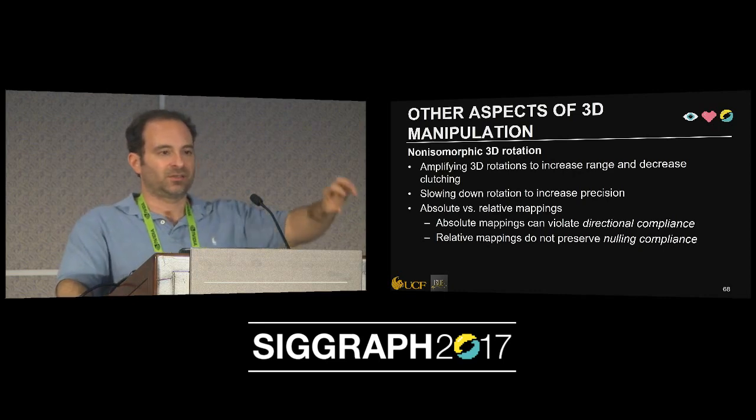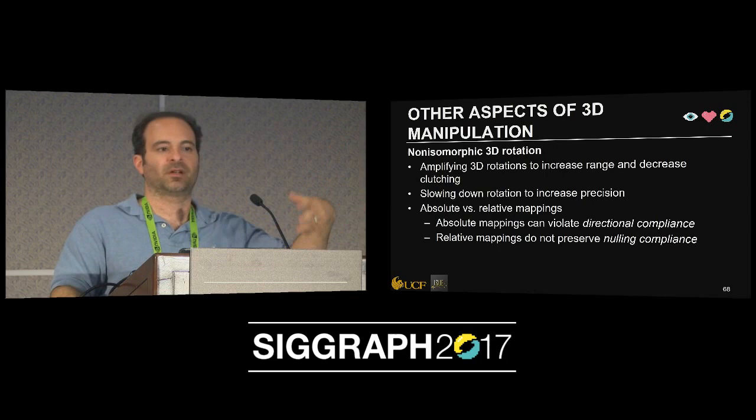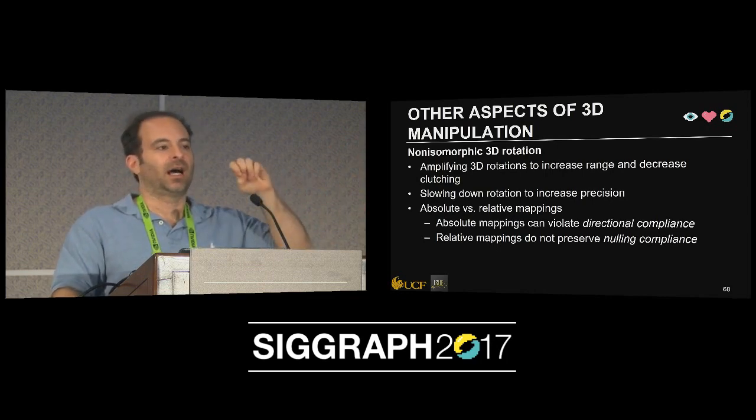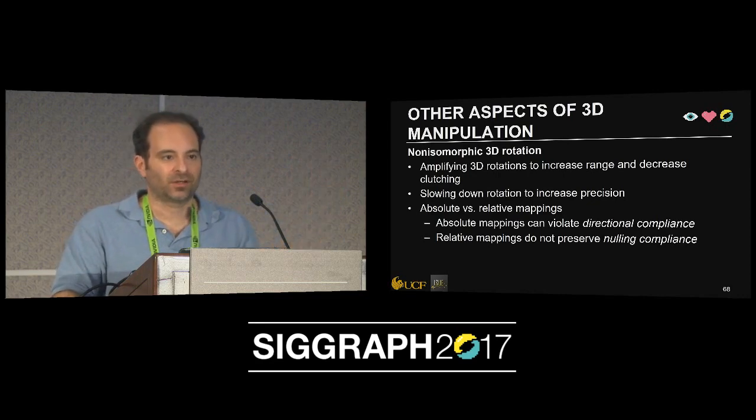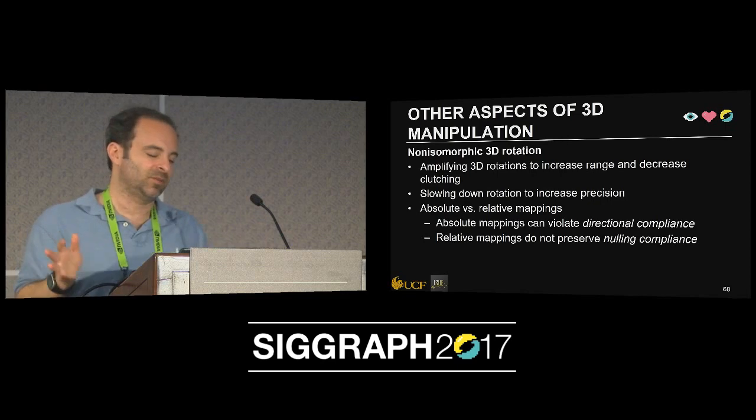Relative mappings basically do deltas. So every frame I'm going to do a delta rotation. And that does not preserve nulling compliance, which means that I can't automatically go back to where I started from at the initial orientation. So there are trade-offs with each of these that you need to be aware of.